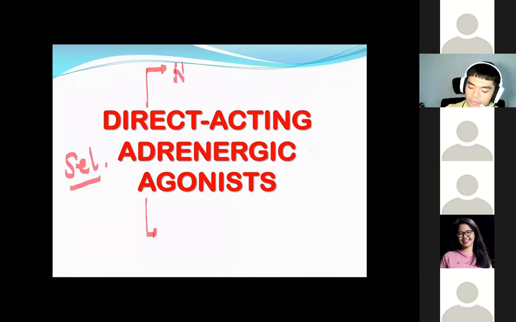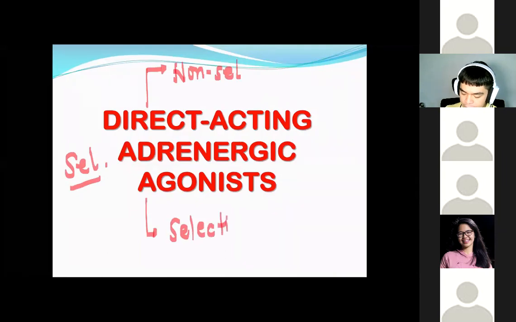Number 1, we have the non-selective direct acting mimetics, and second, we have the selective direct acting mimetics. Question, what is meant by the term selectivity of action? Makakategorize natin ang sympathomimetics kung sila ba ay maarte sa receptors o hindi sila maarte.